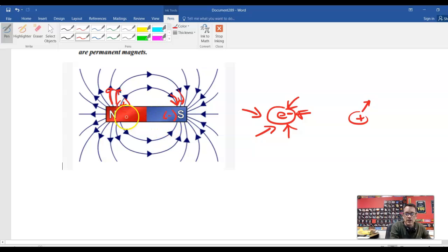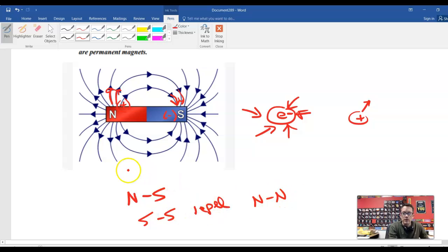Now again, magnets and electrical, the forces are different, but they have similar behaviors to one another in that north and south will attract one another, south and south would repel, north and north would repel. Likewise, plus and minus attract, but plus and plus or minus and minus would repel one another.